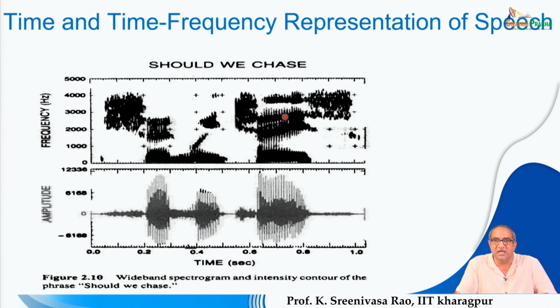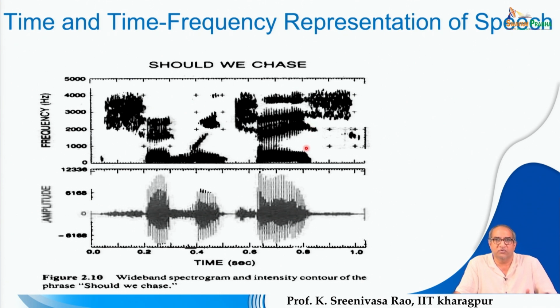So this is A, and then immediately following that again we have chase. So again we have energy at a high frequency. This is due to the sound unit z, z, z. So that way from the spectrogram you can see slightly more details about the sound units.